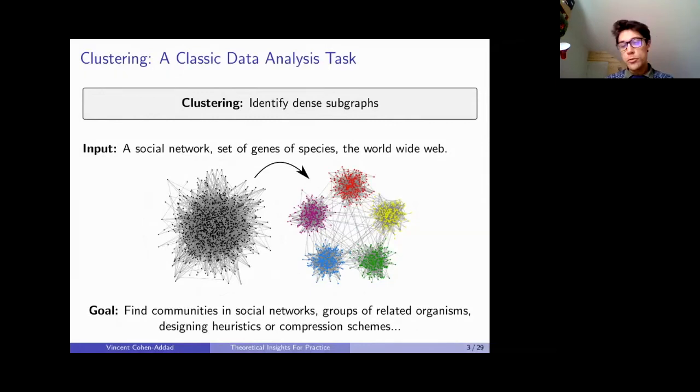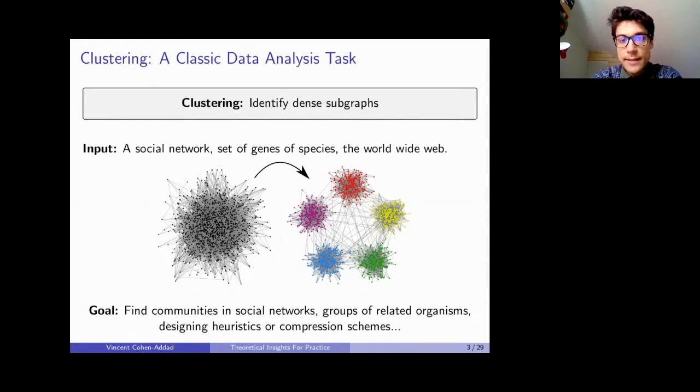You can think of it as maybe a social network where you have friendship, or a set of genes where you have some amount of similarity between two genes, or the World Wide Web, with hyperreferences between pages. So, very simple problems and simple graphs. Of course, the weighted case would be interesting as well, but let's focus on the unweighted case for now.